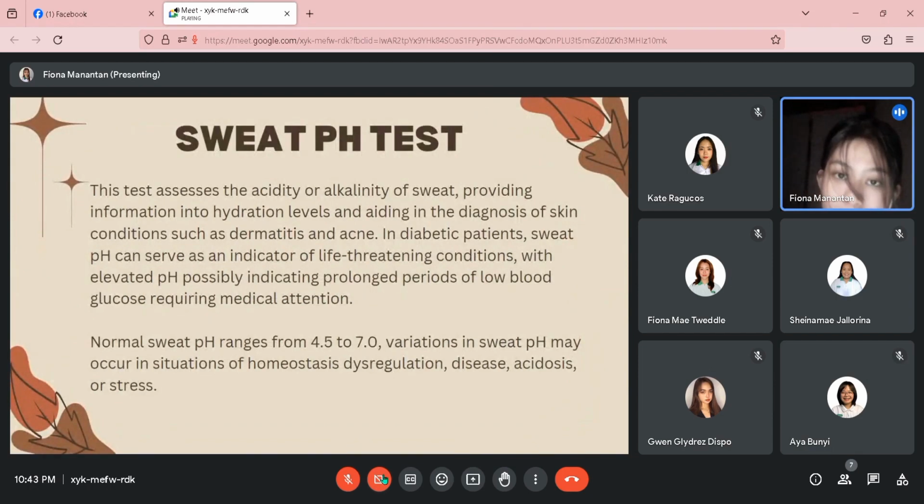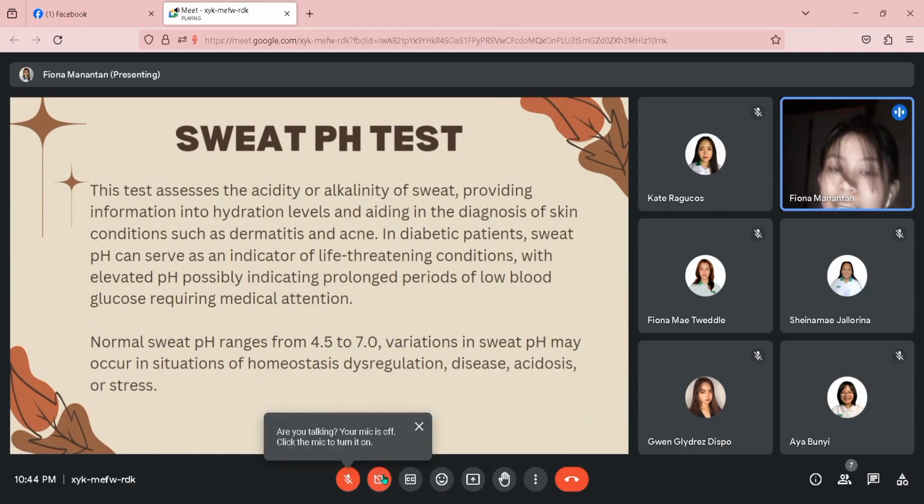Next test, we have the sweat pH test. Now, this test assesses the acidity or alkalinity of sweat, providing information on hydration levels and aiding in the diagnosis of skin conditions such as dermatitis and acne. In diabetic patients, sweat pH can serve as an indicator of life-threatening conditions, with elevated pH possibly indicating prolonged periods of low blood glucose requiring medical attention.